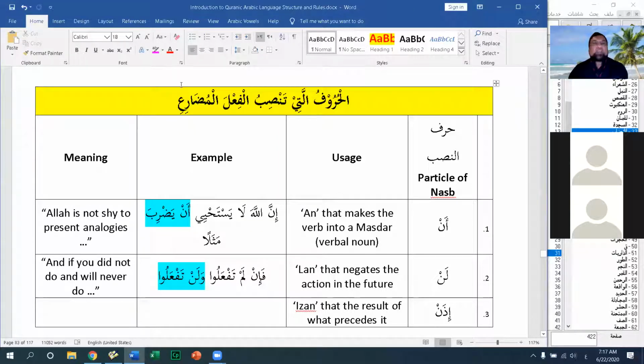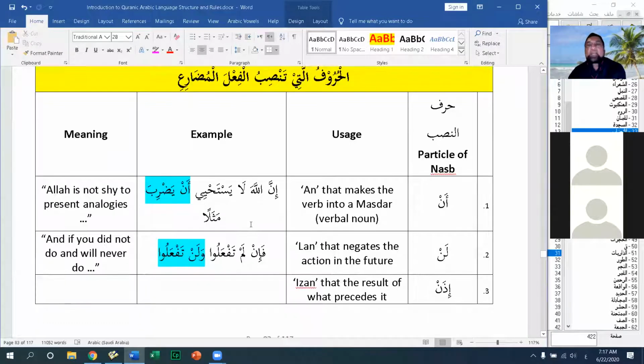Harfu nasbi. So I have a chart here, the usage, example, and what it means. So the most important part, we look at the example. So let's take an. We call it an al-masdariya. It's also called an al-nasiba. An al-nasiba al-masdariya is what a lot of people say. And that makes the verb into a masdar or verbal noun.